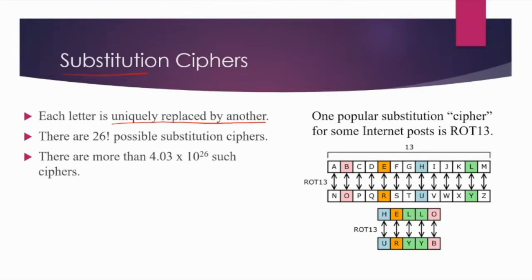Now, if I ask how many possible substitution ciphers you can get from the English alphabet, from A to Z, how many unique possible substitutions are possible? Each letter is uniquely replaced by another. So in decryption, you need to resubstitute the letter, the original letter, and for that you need some sort of mapping. For example, maybe A is replaced by N, and then N will get replaced by A again. Some sort of mapping will be there.